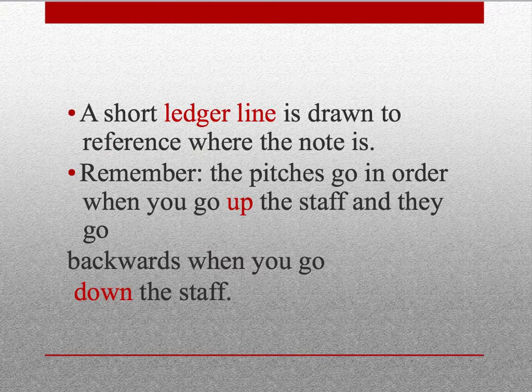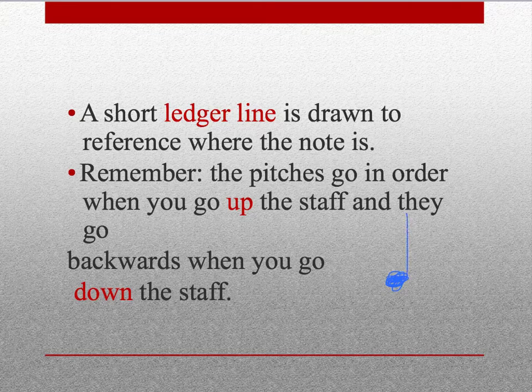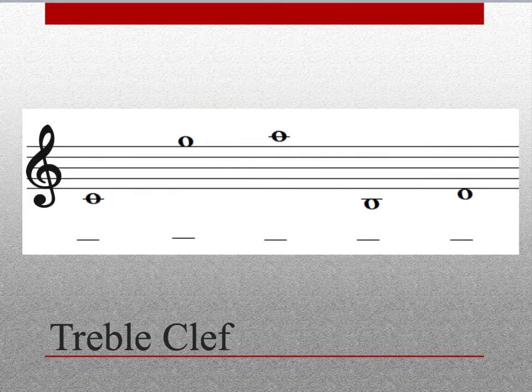What we call a ledger line is drawn to reference where the note is, and this is just a tiny little line. Here, let me draw you an example. Let's say I have this beautiful quarter note here. You might see a short little line that goes right through it. Or maybe it's not on a line, maybe it's in a space. Sometimes you'll see a line above it to show us exactly where it is. So that line right there is what we call a ledger line. Remember, as we go up the staff, pitches go in order, and as we go down the staff, pitches are going to go backwards.